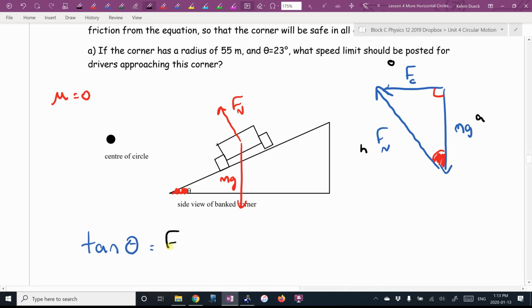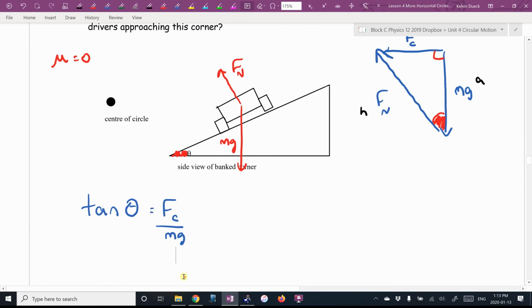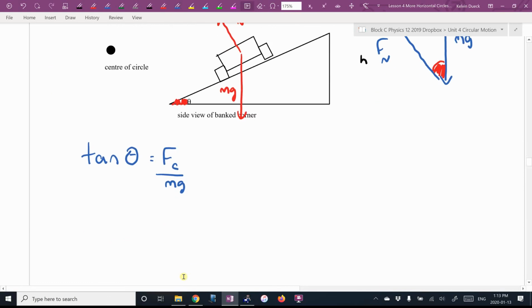So I'm going to get FC, let's be the same color, Mr. Dueck, FC over mg. Get the FC by itself. I'll get mg tan theta equals FC. F equals what? Which version of A am I going to use here? Well, did the question give me or ask for speed or period? I've scrolled down. Speed? V squared over R, and that's going to equal mg tan theta.